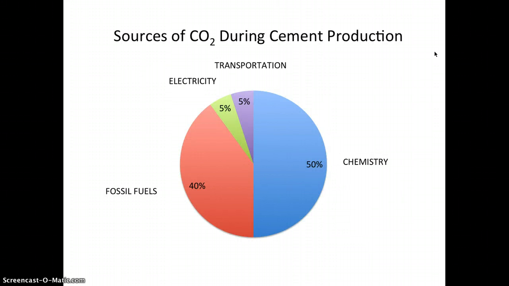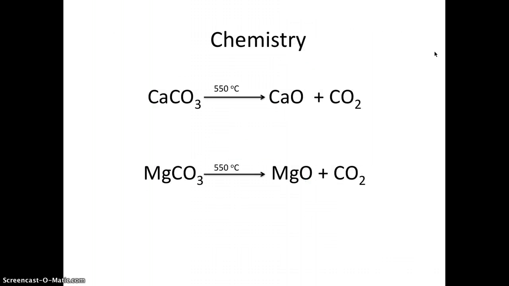So where in this process does all the carbon dioxide come from? Well, about 50% comes from the actual chemical reactions that happen inside the kiln. Another 45% comes from the energy that is required to heat the kiln as well as cool the clinker. From a chemistry perspective, these are the two most important reactions in producing carbon dioxide.